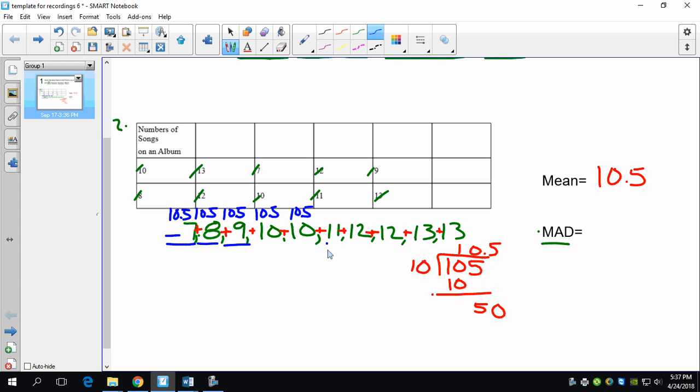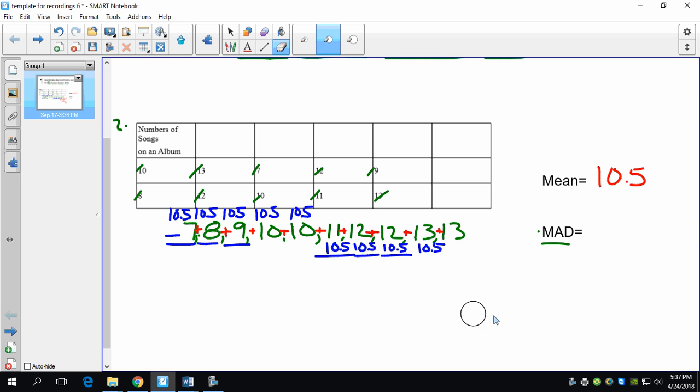I'm going to slide it under here because it is absolute, so that means we want all of our answers to be positive numbers. We don't want any negative numbers. So we put the 10.5 underneath, and I need to erase that so it is not in our way. Then 10.5 again, and the last one, 13 minus 10.5. Essentially we're trying to figure out how far our data set is from our actual average of 10.5. So now we just have to subtract.